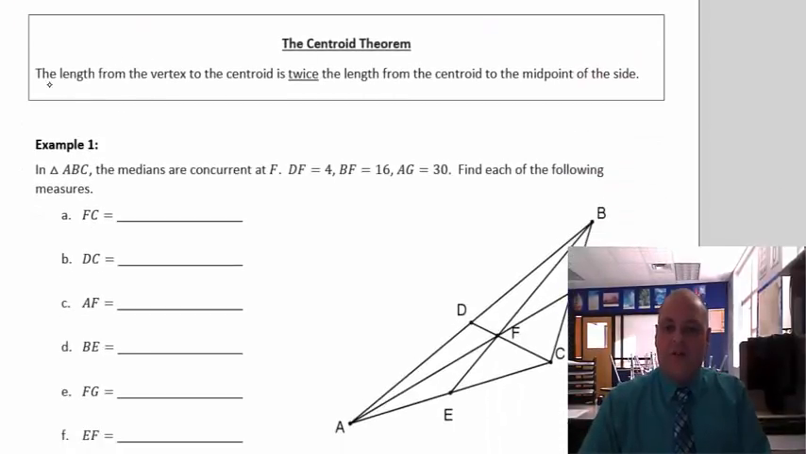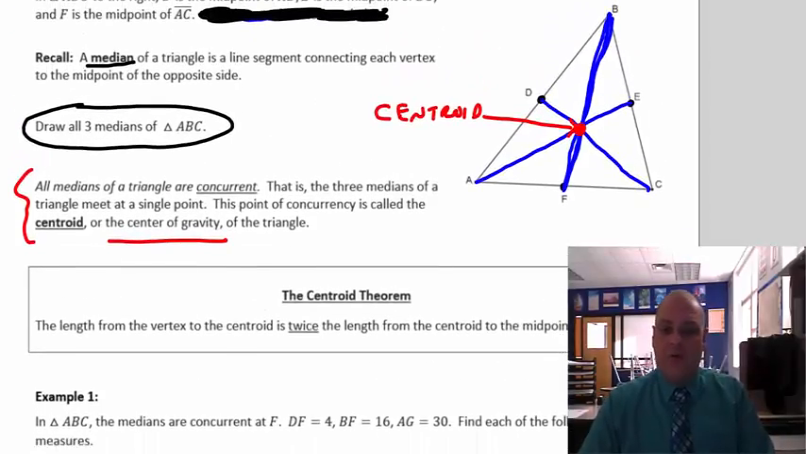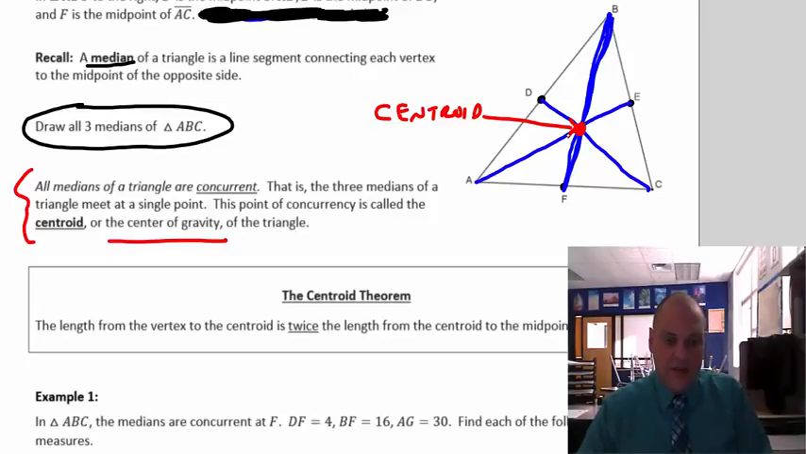So here's the centroid theorem. Once we have the centroid, I want you to notice before I talk about the theorem, that the centroid divides the median into two pieces. That's important. I'm going to do a green piece. See, there's one piece. And then I'll do a purple piece. See that? Green piece and a purple piece.